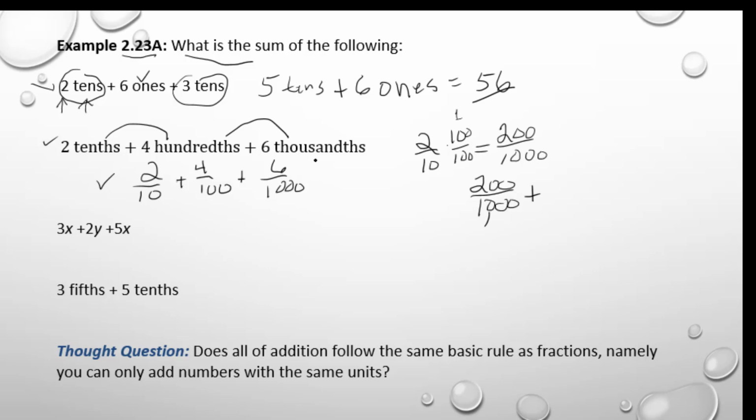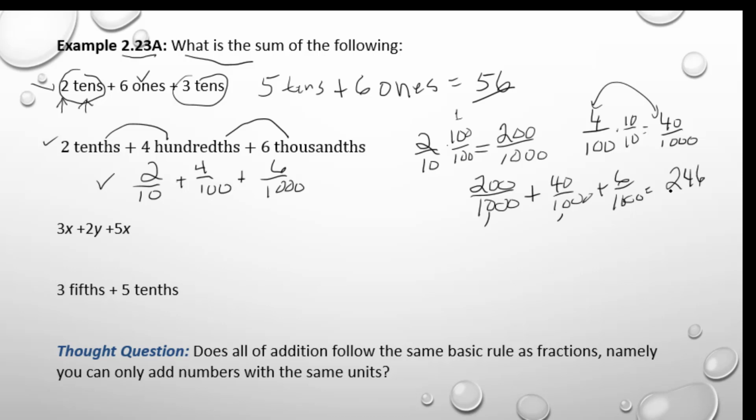I'm going to add to that 4 hundredths. Now 4 hundredths multiply by 10 over 10. I'm going to get 40 over 1,000. So I'm going to add to that 40 over 1,000. Because these are equivalent, because I took a number and multiplied it by 1. And finally I have 6 thousandths, which is going to give me 246 thousandths.